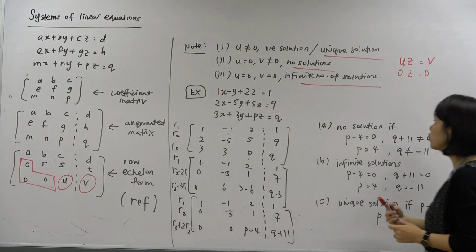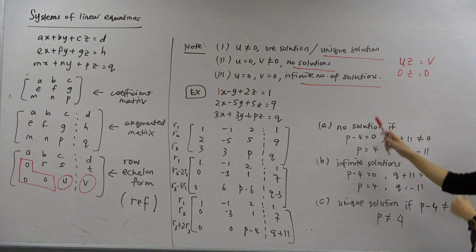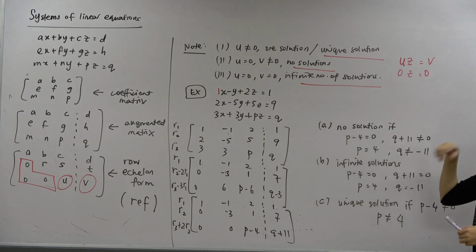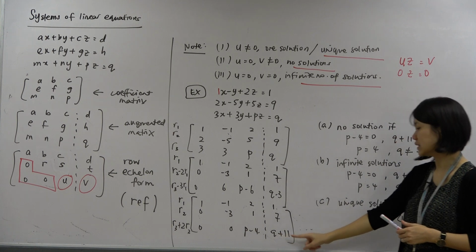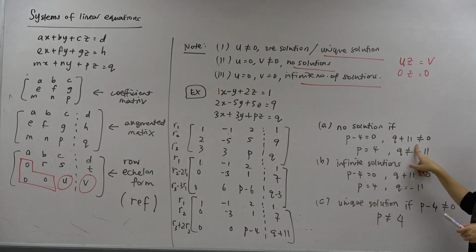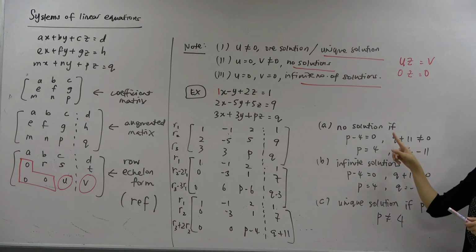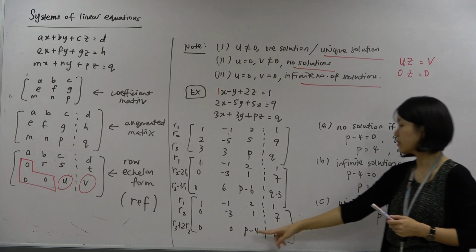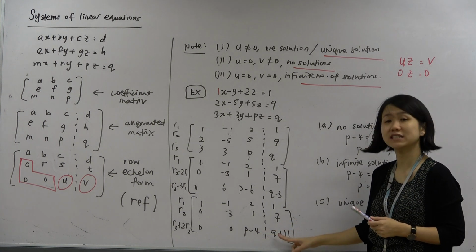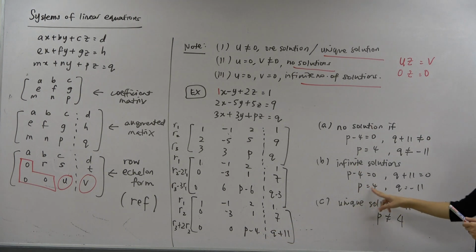Okay, right? So when do I get no solutions? Based on what I have given to you earlier, I'll get no solution when I have P minus 4 to be 0 and Q plus 11 to be not 0, you see. Hence, when P equals 4 and Q does not equal negative 11, I'll get no solution. And when do I get an infinite number of solutions? I'm going to have P minus 4 to be 0 and Q plus 11 to be 0. Hence, P must be 4 and Q must be negative 11 to give me an infinite number of solutions.